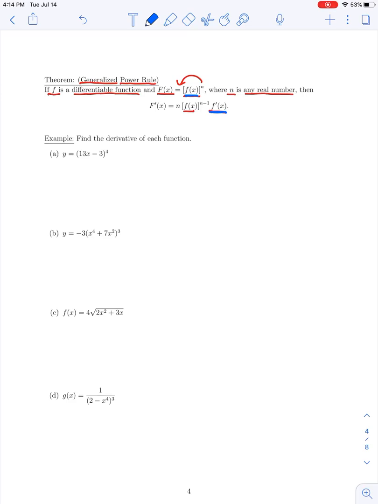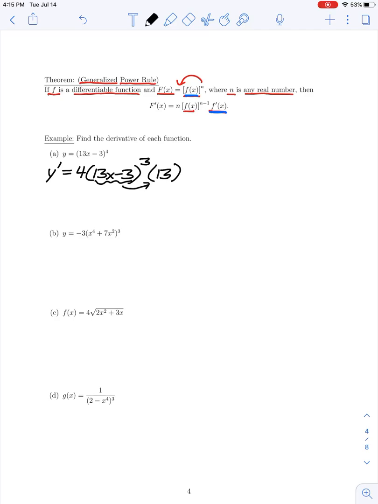So using this generalized power rule, let's consider the following example. So we're asked to find the derivative of the given function, and in part A, we have a polynomial, 13x minus 3, raised to the fourth power. So using the chain rule, specifically the generalized power rule, our derivative y prime is given by 4 times the polynomial 13x minus 3 now to the third power, but the chain rule says we still have to multiply by the derivative of our inner function. So the derivative of that inner function, which is a linear function, is simply the slope of our line, 13.